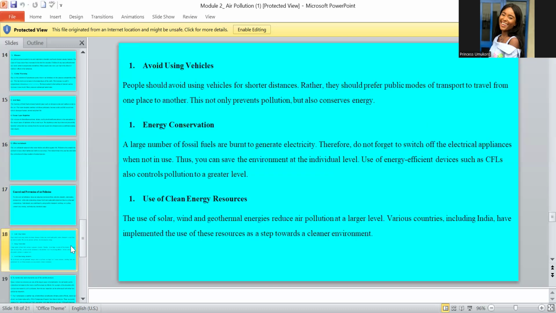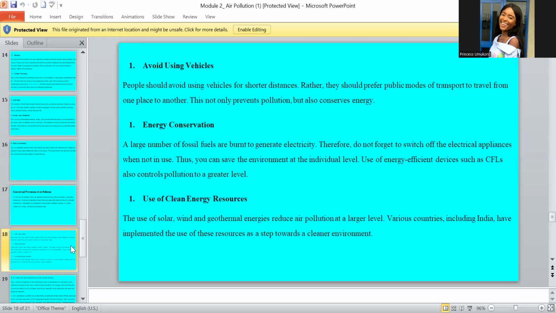Number one, avoid using vehicles. People should avoid using vehicles for shorter distances. Rather, they should prefer public modes of transportation to travel from one place to another. This not only prevents pollution, but it also conserves energy.